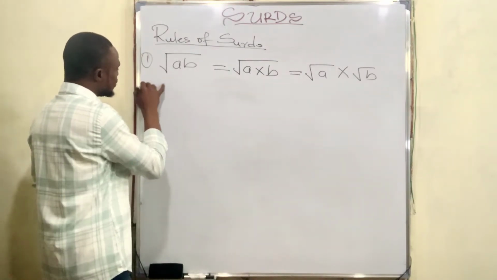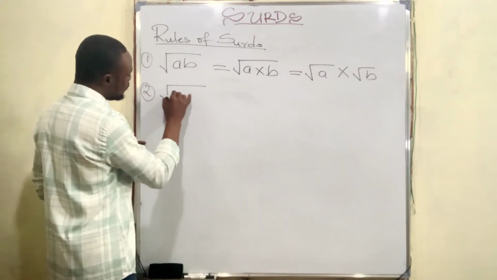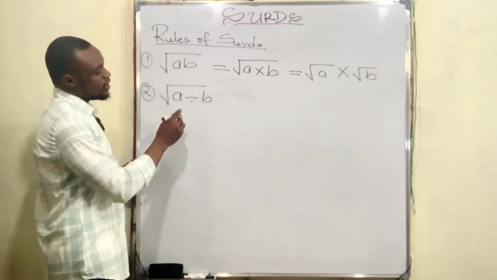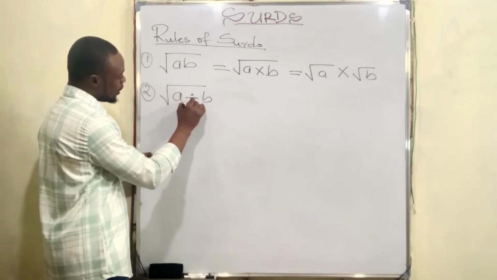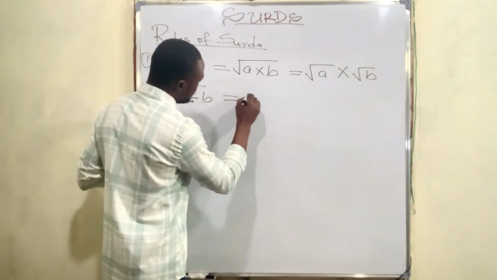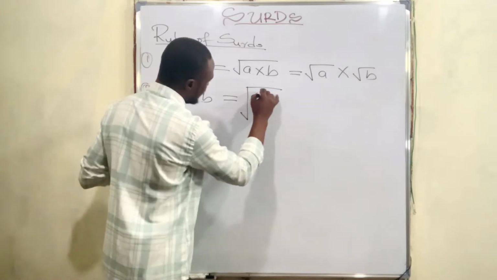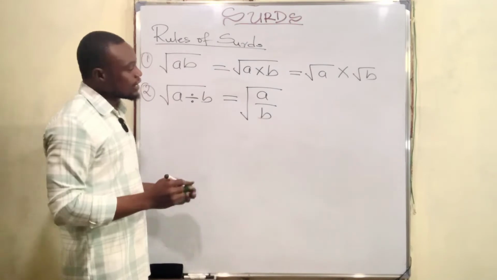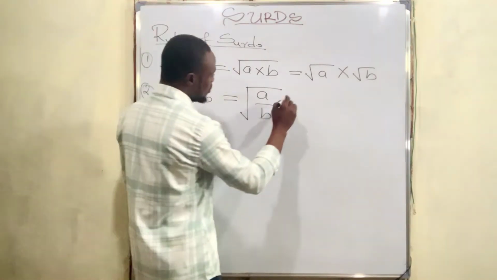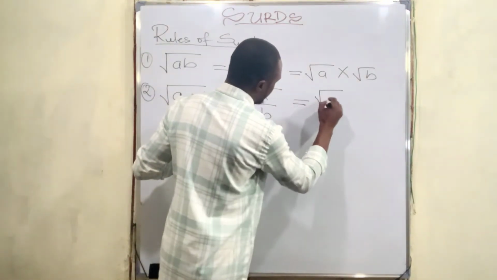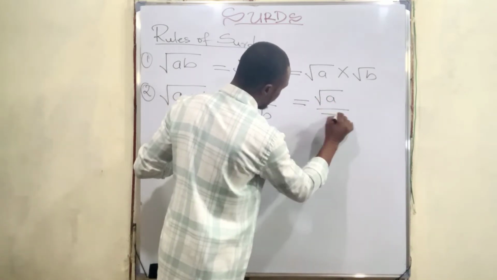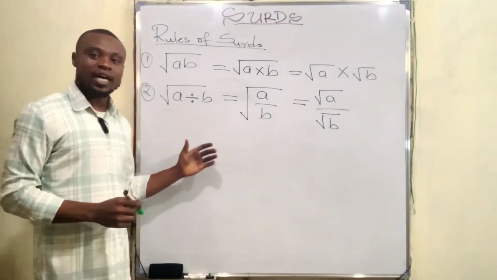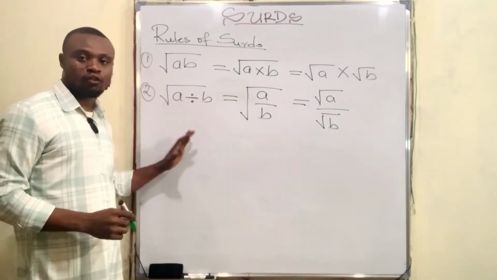Now the second rule is, if we have the root of A divided by B, in bracket A divided by B. This can be written as a fraction, A over B, and the roots can be split individually. We have root A at the top, divided by root B below. So these are the two basic rules of surds.